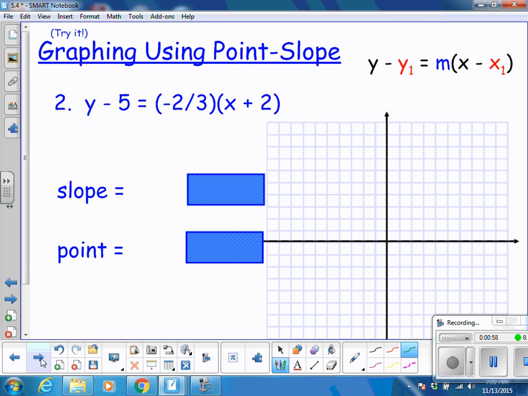I want you to give it a try. Press pause, and I want you to indicate the slope on this equation and then the point that we have. And then we'll go ahead and graph it.